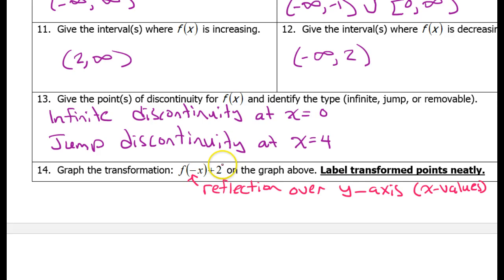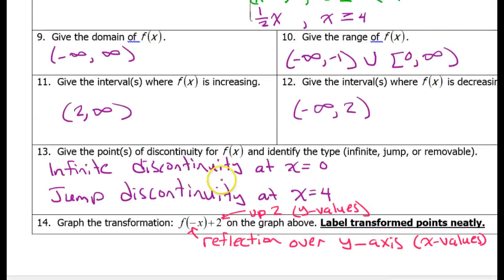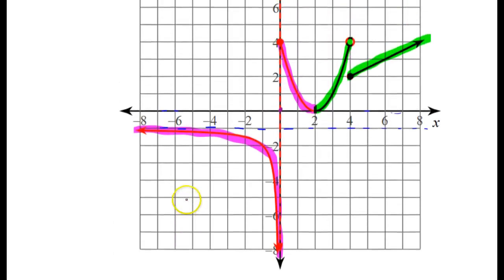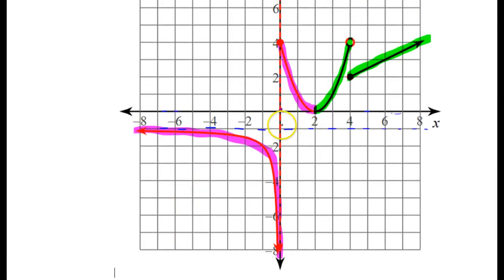Now this plus 2 that we see out here, this is a shift of up 2. Okay, so this is going to affect the y values. Anything happening outside the function is going to affect the y values. So I like to start off by having some key points to plot, and then I will do the transformation. Okay, so let me erase this highlighting and pick my key values.